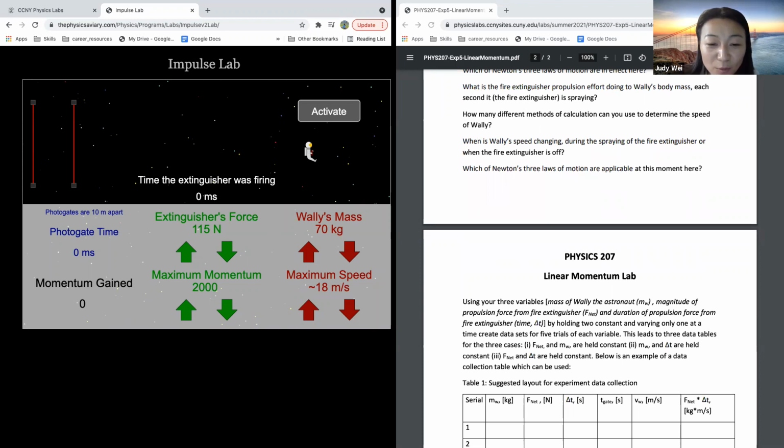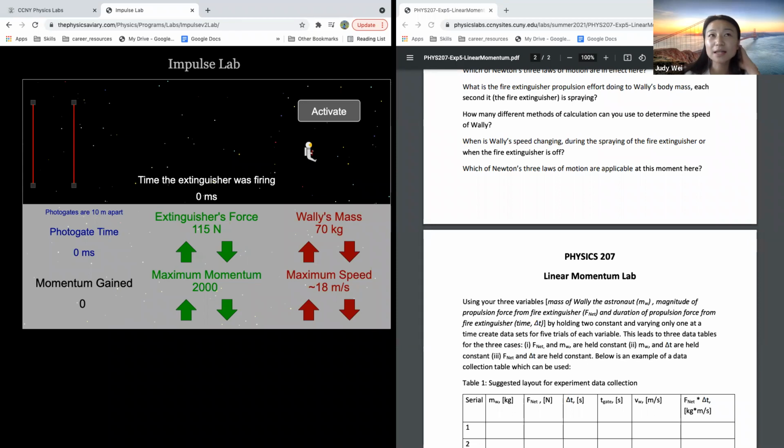You can tap one in chat if you think it's the first law, tap two in the chat if you think it's the second law. Okay, there you guys are. So this will be, yes, that's right, the first one.